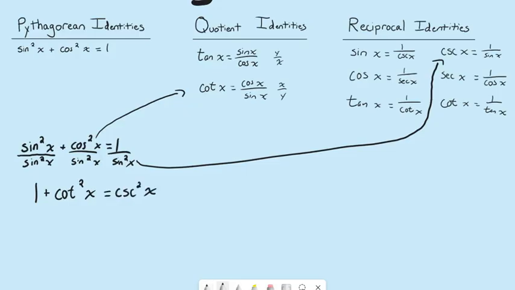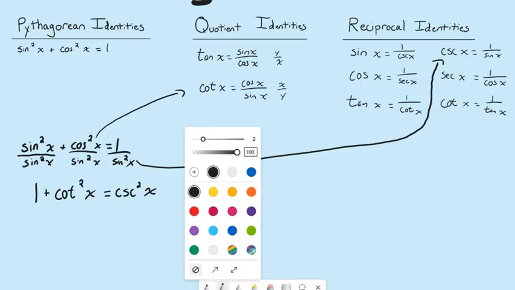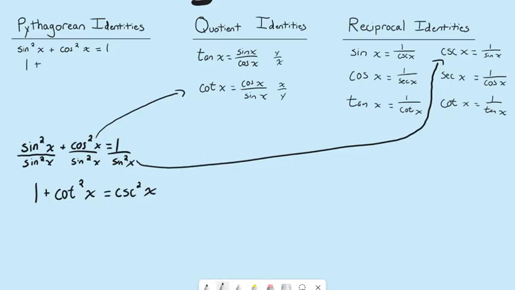So that's just another version of the Pythagorean identity, another Pythagorean identity that we can write. It's equal to the same thing we're writing here. We got 1 plus cotangent squared x equals cosecant squared x. Okay, let's get another one.